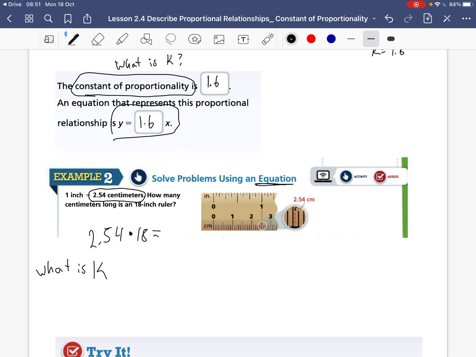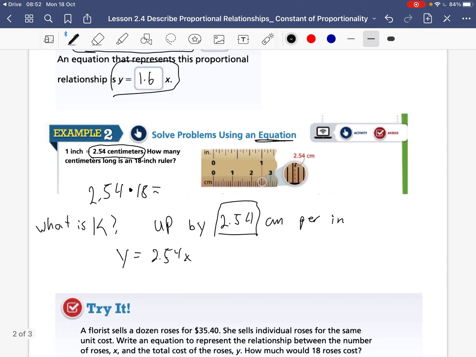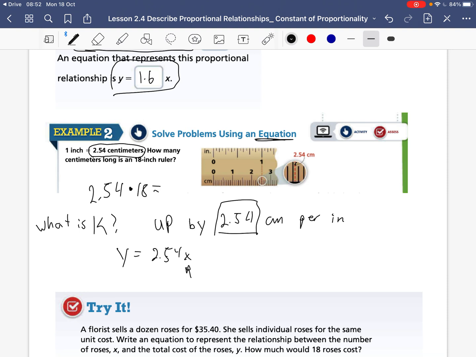What is K? K means it is going up by 2.54 centimeters per inch. So that is our K. We know the equation is y equals 2.54x, where x can be our inches and y will be our centimeters. So our equation is y equals 2.54x, so we have y equals 2.54 times 18.